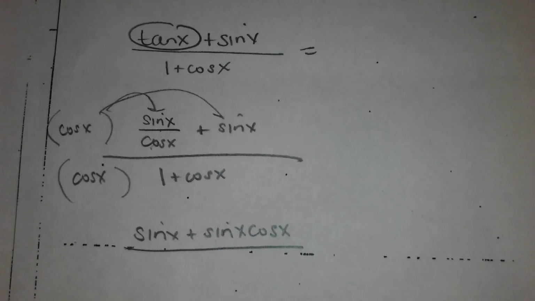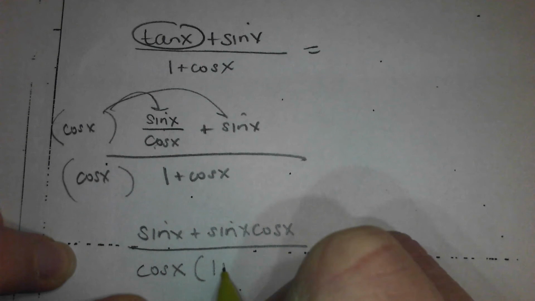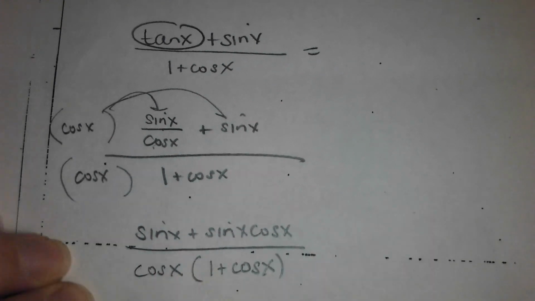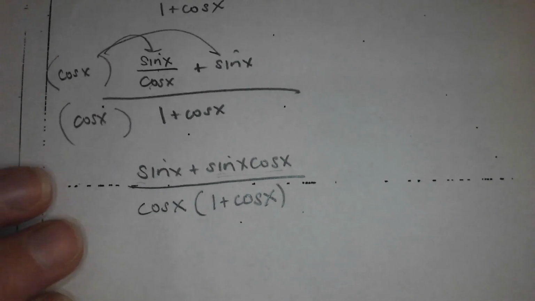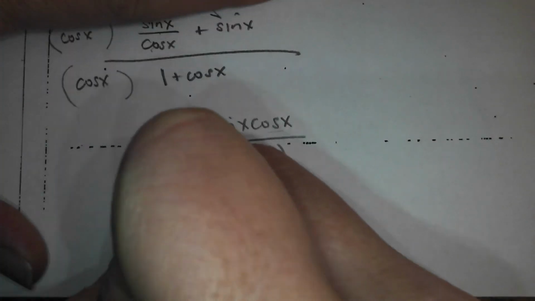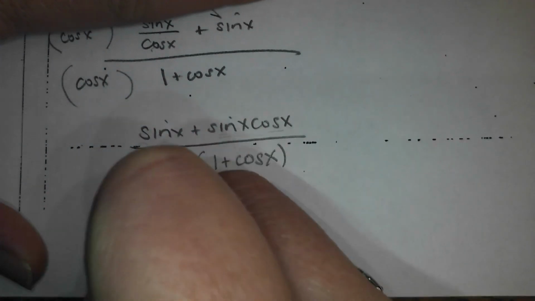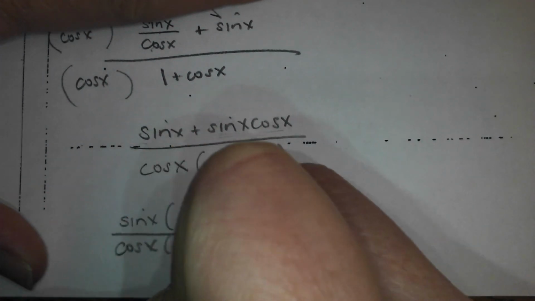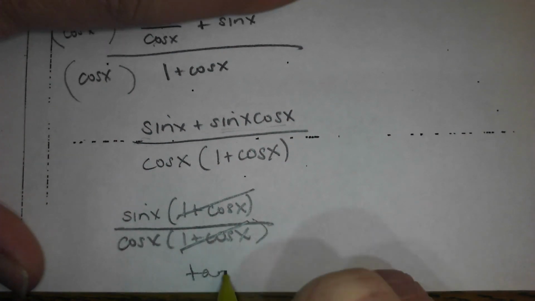I don't want to distribute this because I'm starting to see already in the numerator, what can I take out? Joy? Sine of x. So if I take out a sine of x, 1 plus cosine x will be left on the bottom, still keeping it the same. So my 1 plus cosine x's cancel, sine over cosine, tangent.